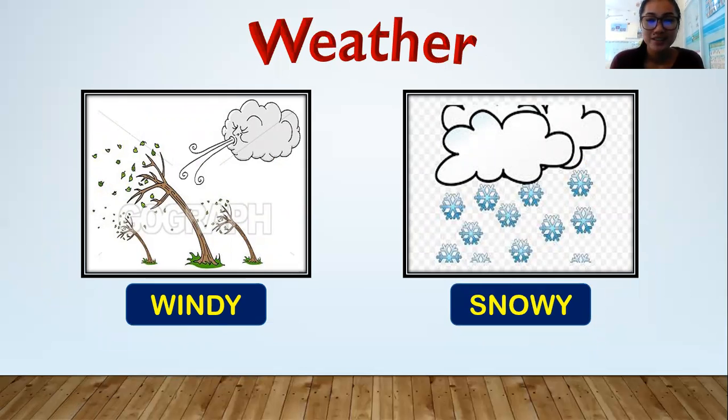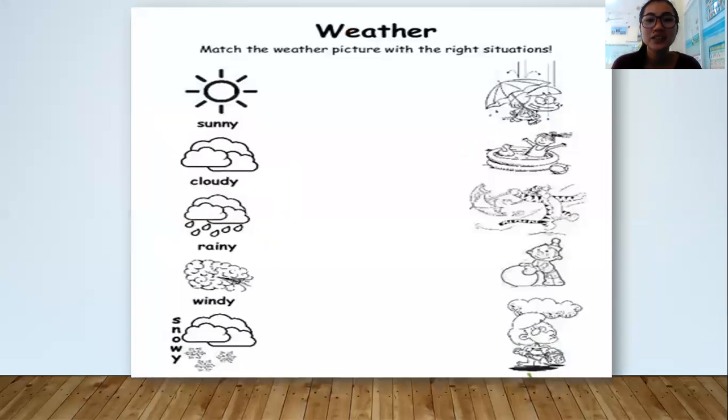Okay? Right. So now let's practice by looking at the pictures. Let's practice what weather it is. So how to answer this worksheet? Match the weather picture with the right situations. We have here on the left side sunny, cloudy, rainy, windy, and snowy. So you are going to match which picture matches the weather.